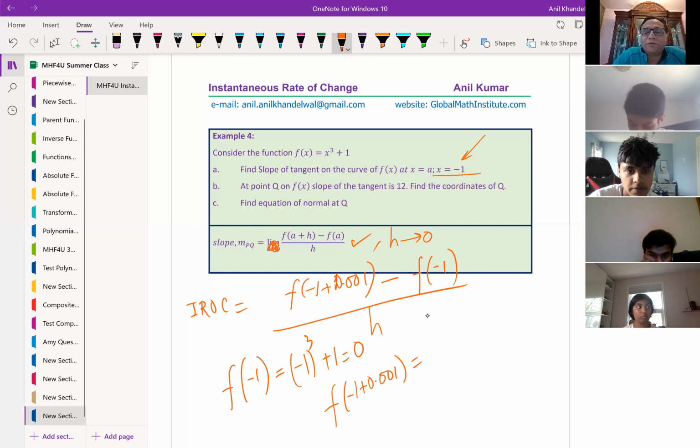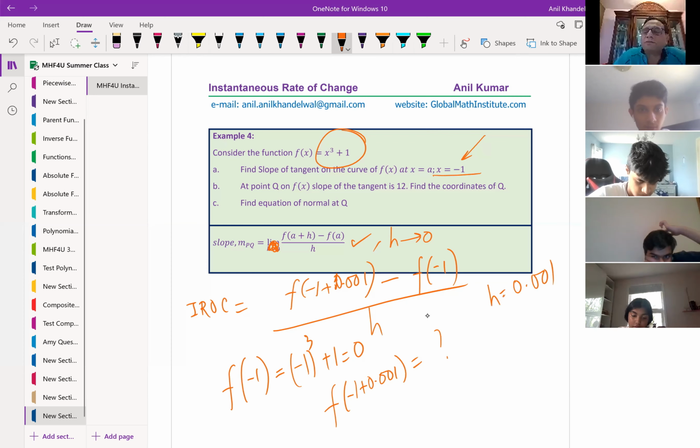Sir, so what we would do is f of -1 plus 0.001 minus f of -1, right, sir? Divided by 0.001. h is 0.001 for me. Yes. Sir, when I did that, I get around 2.997, right? So would that be a valid answer? Yeah, that'd be a valid answer. Okay.